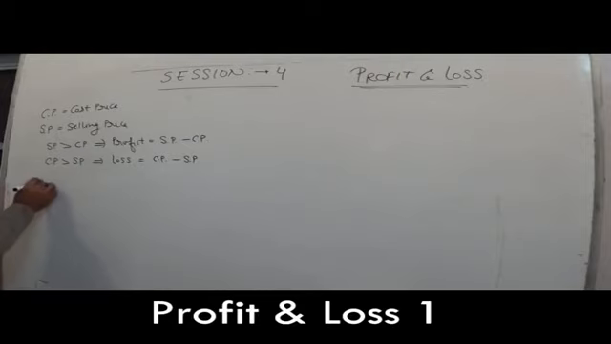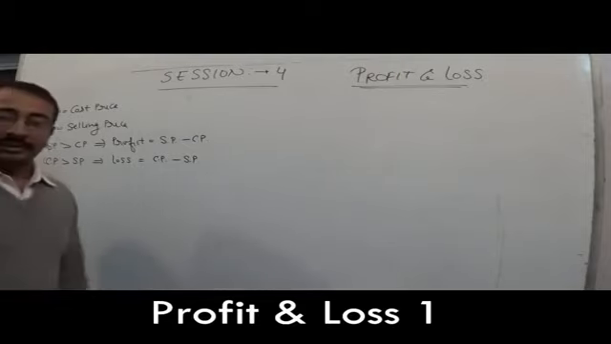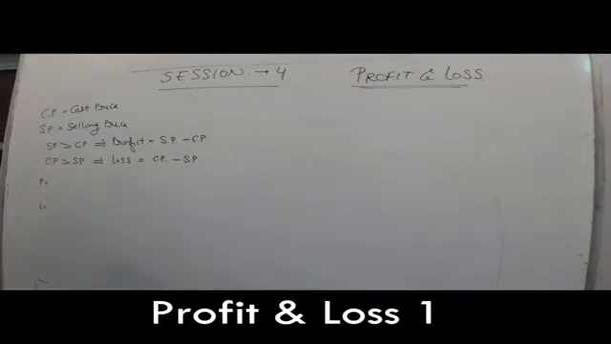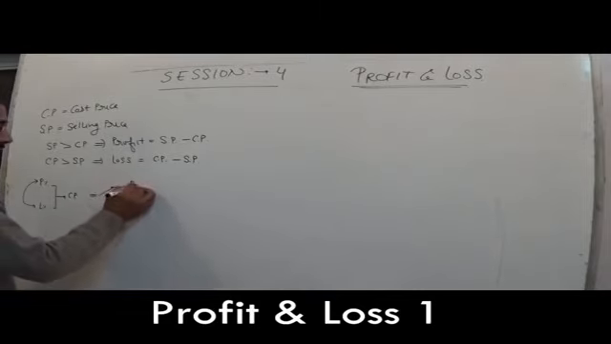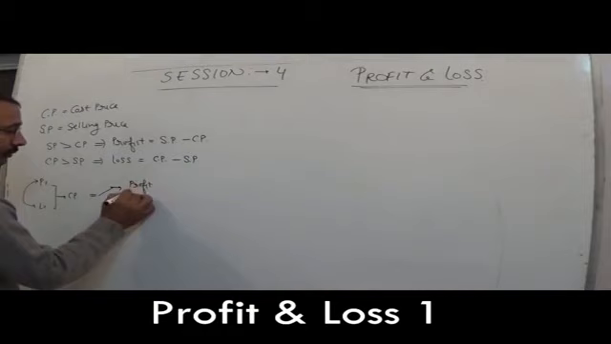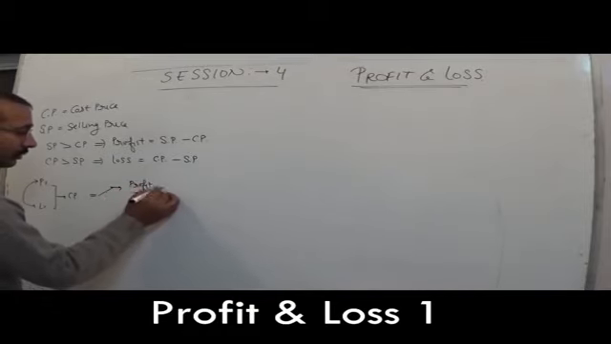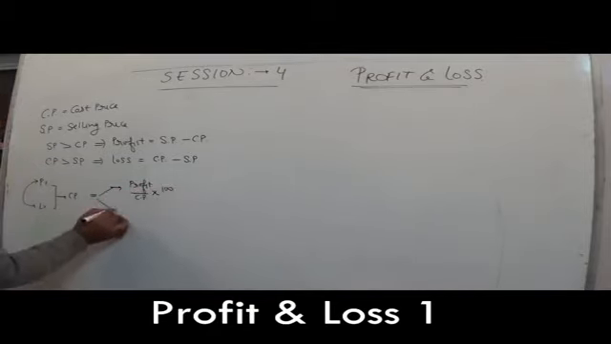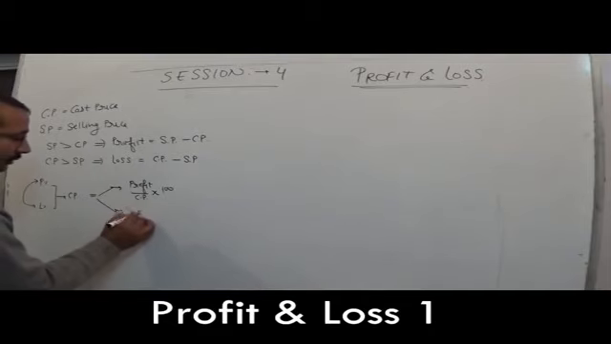We will find profit percentage and loss percentage. One thing to be noted here, whenever we have to find profit percentage or loss percentage, both are always taken as a percentage on CP. So we can say the formula for profit percentage is profit upon CP into 100, as well as the formula for loss percentage is loss divided by CP into 100.